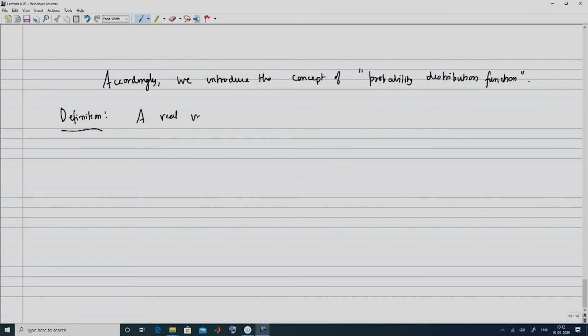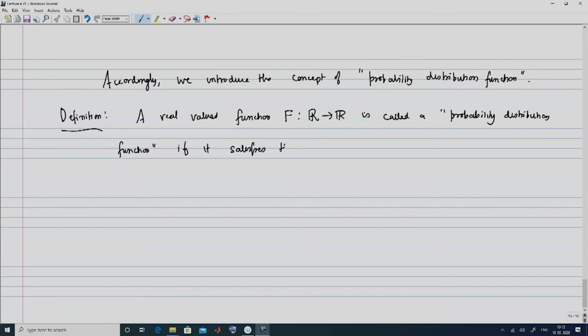So, this naturally brings us to the introduction of the definition. A real valued function F from R to R is called a probability distribution function if it satisfies the following three enumerated properties. So, the first property is that F is non-decreasing.